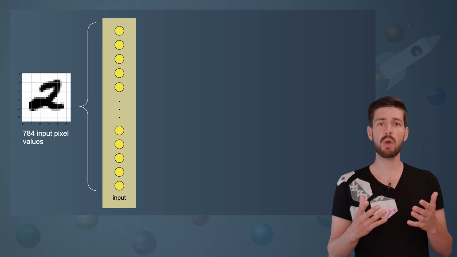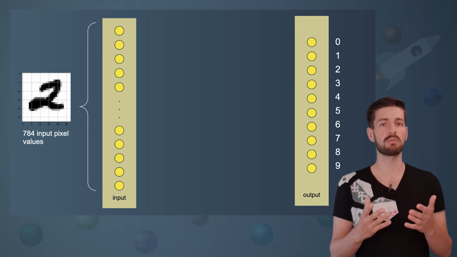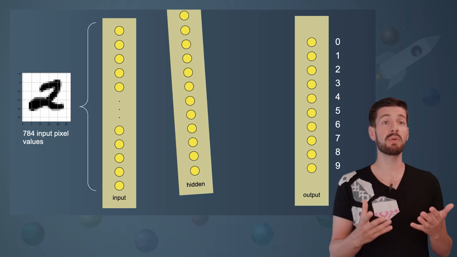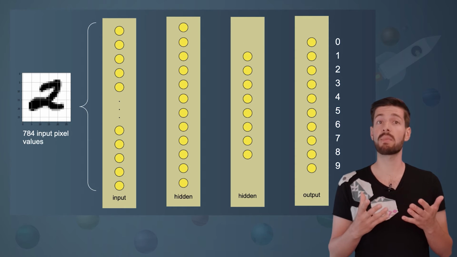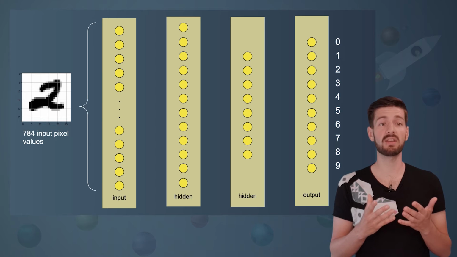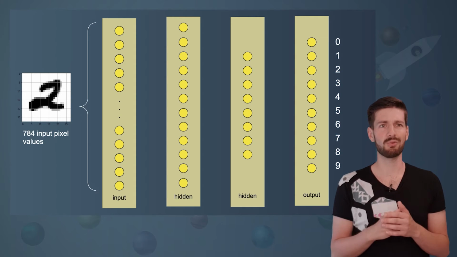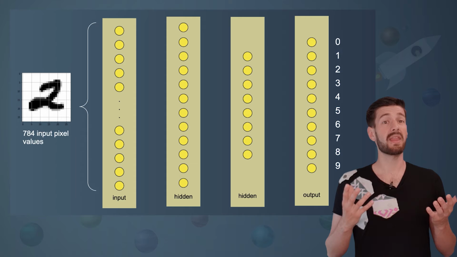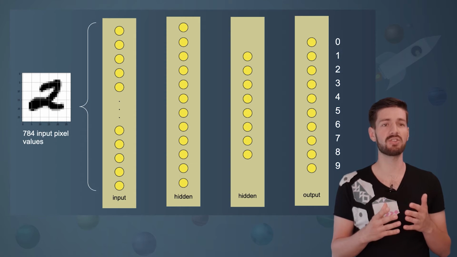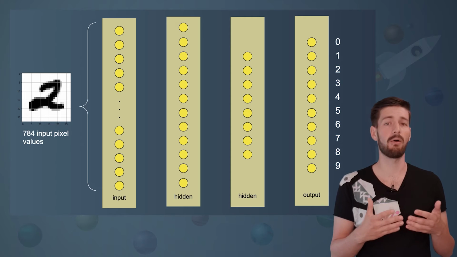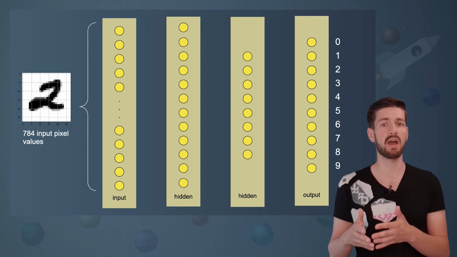So for each pixel value we feed into our network, we have one input neuron. As we have 784 individual pixels in our image, our input layer in this case is also made up of 784 individual input neurons. Too much to plot them in two directions. The number of output neurons equals the number of possible categories we want to differentiate. In this case 10, or the digits from 0 to 9.